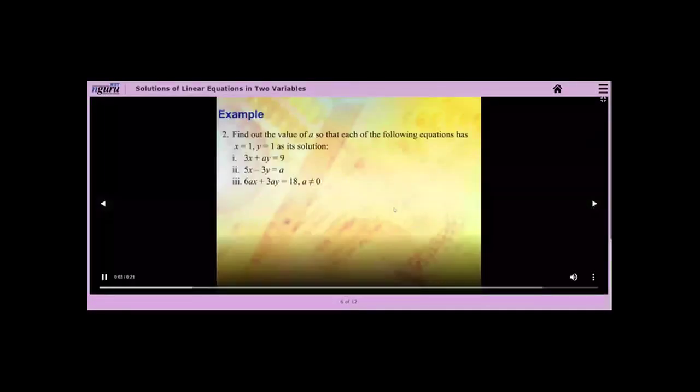Find out which of the given equations has x equal to 2 and y equal to 2. First equation, ma'am. 8 plus 4 plus 8 equal to 12. Now consider this. Find out the value of a so that all the given equations have x equal to 1, y equal to 1 as solution. You have to find the value of a.